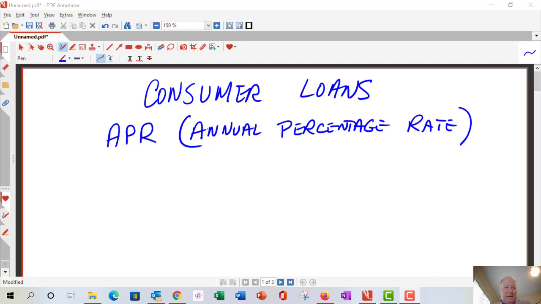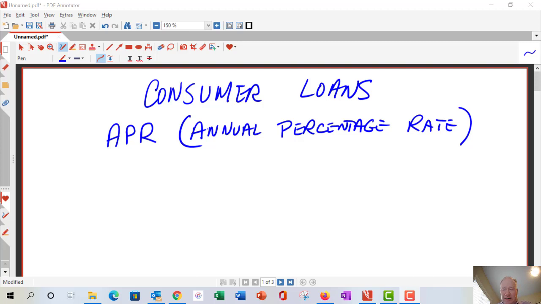Hello, just a quick video here to show you how to work with consumer loans. When we looked at present values, future values, and then payments or deposits, we were talking about annual payments. Most consumer loans are going to occur with probably monthly payments. It could be more than that, but generally at least monthly.